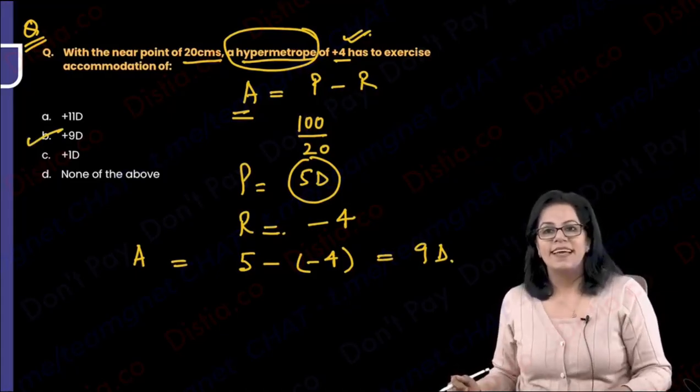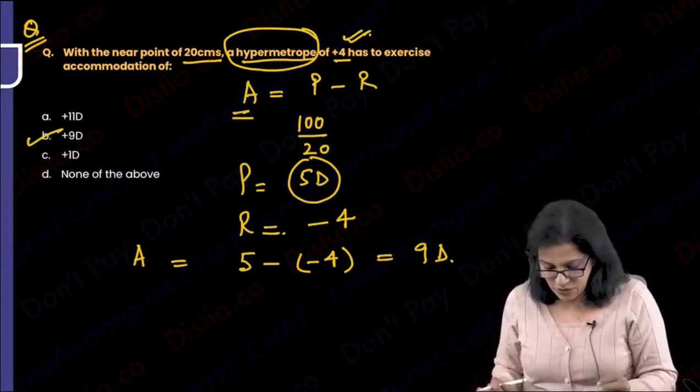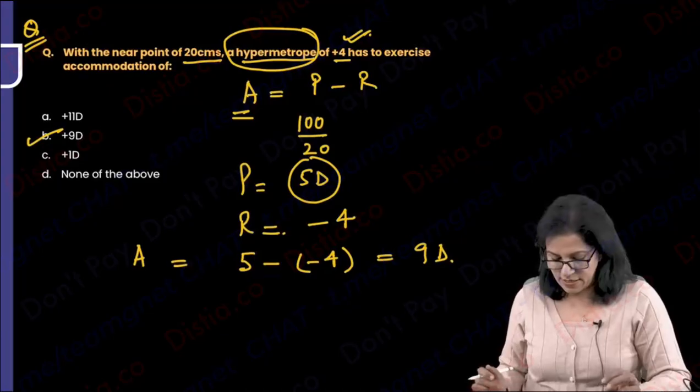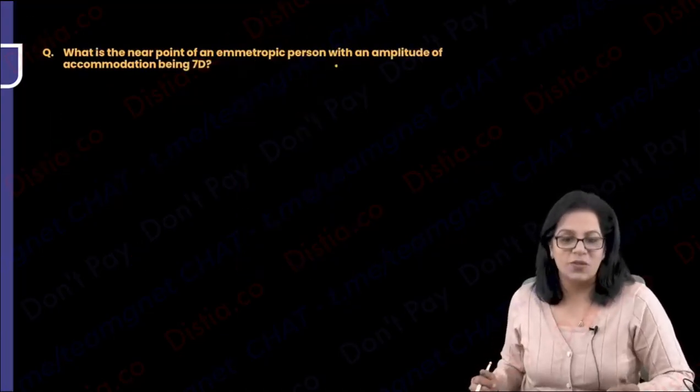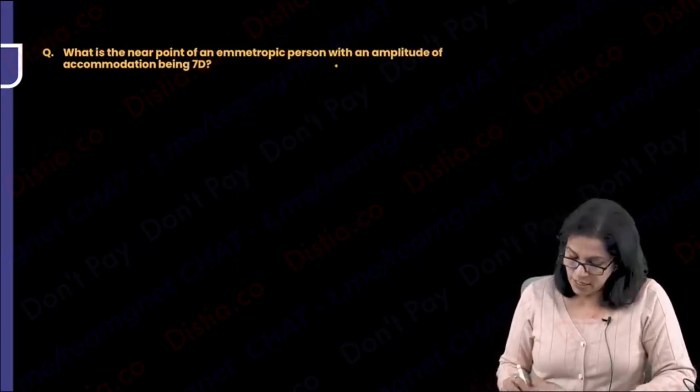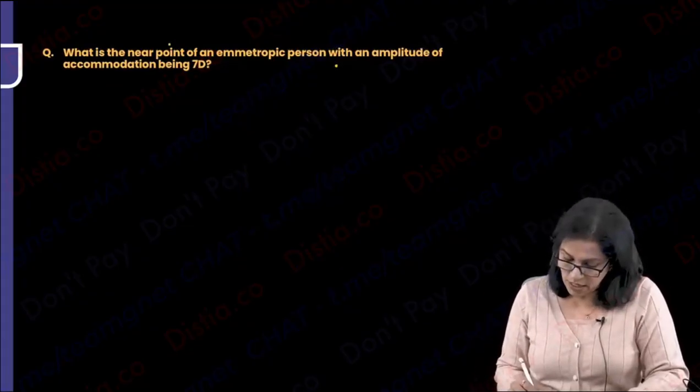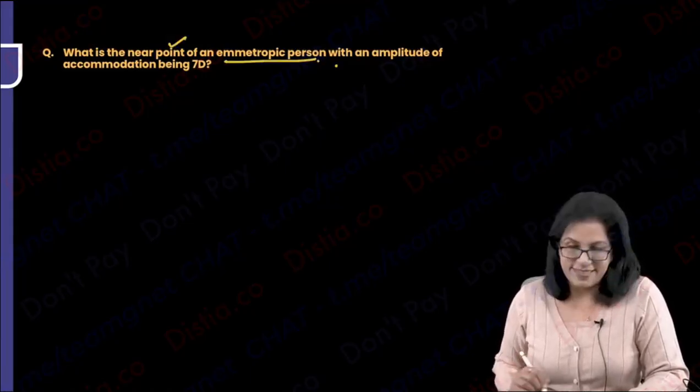Hope this helps. We come to the next. Next question has not been asked but may be asked anytime. Let's solve this also. You will enjoy solving it. What is the near point of it? It is based on the same formula. So what is the near point? They are asking you the near point of an emmetropic person.